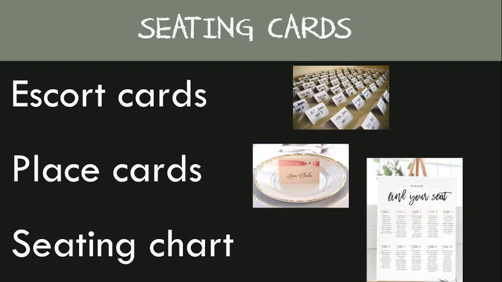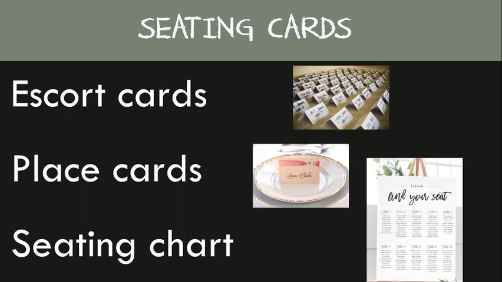Now, for the majority of weddings, assigning your guests to tables but not specific seats at those tables is going to be fine. If you do decide to assign seats, you're going to need both escort cards, which get picked up at the entry and tell you your table number, and place cards, which are on the table and tell you which seat is yours.